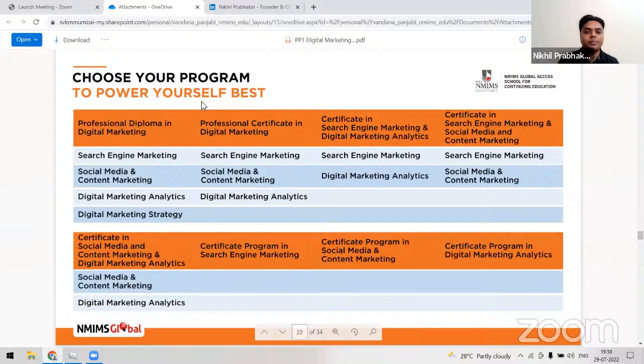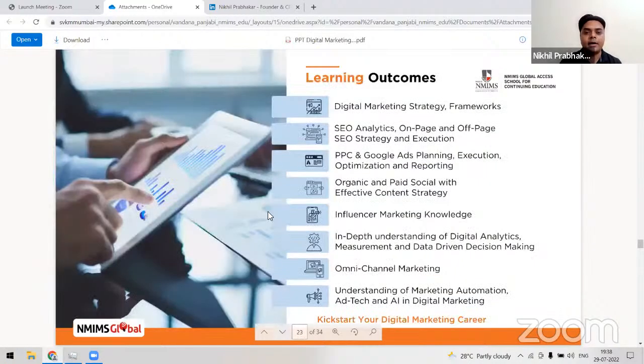You can choose your program to power yourself the best, probably any combination that you feel stands out for you. You also have the flexibility that you can talk to faculties, you can talk to peers, get a fair idea of what you're getting into, learn on the go, and then keep on making your decisions. Okay, so this is from the perspective of the modules. Let me also tell you about some quick learning outcomes of these digital marketing programs.